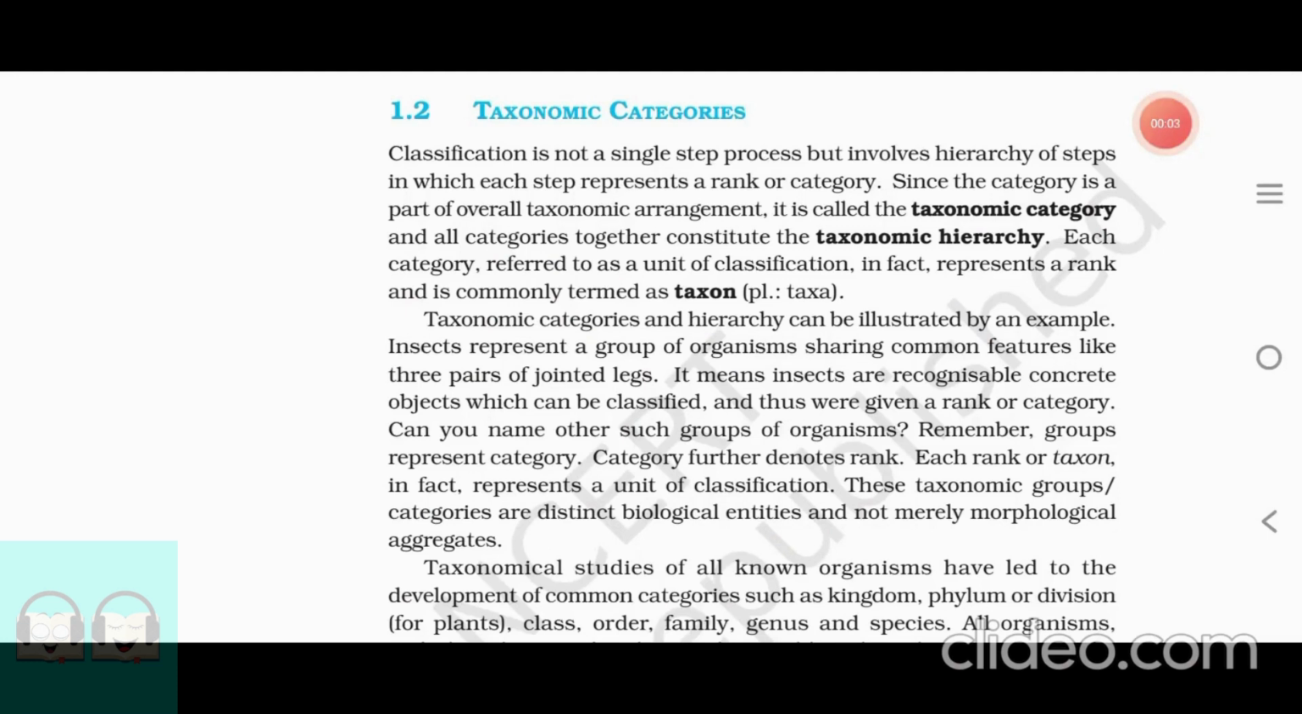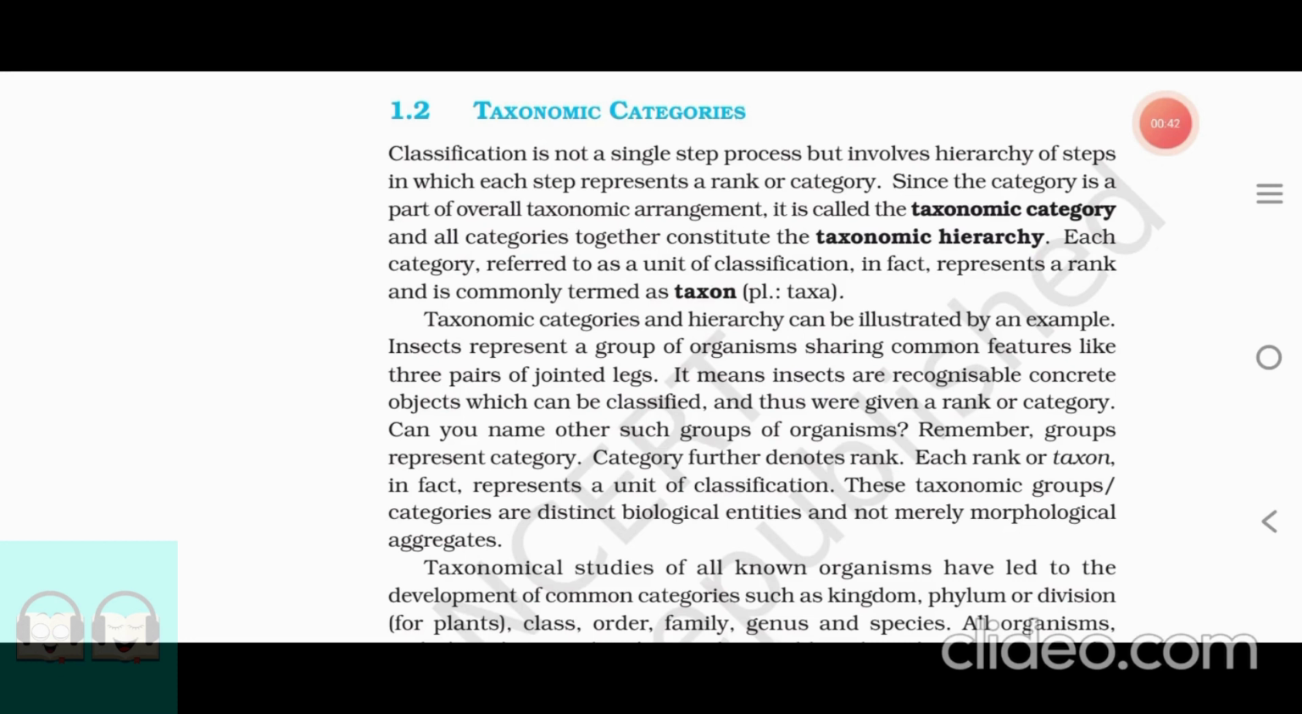Taxonomic categories. Classification is not a single-step process but involves a hierarchy of steps in which each step represents a rank of category. Since the category is a part of the overall taxonomic arrangement, it is called the taxonomic category, and all categories together constitute the taxonomic hierarchy. Each category, referred to as a unit of classification, in fact represents a rank and is commonly termed as taxon, plural taxa. Taxonomic categories and hierarchy can be illustrated by an example.